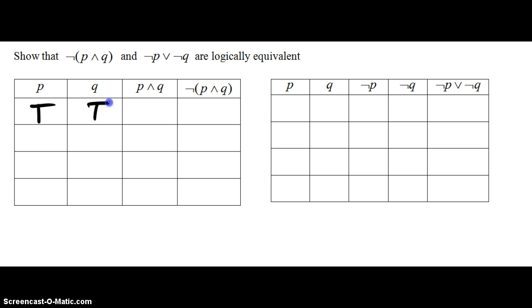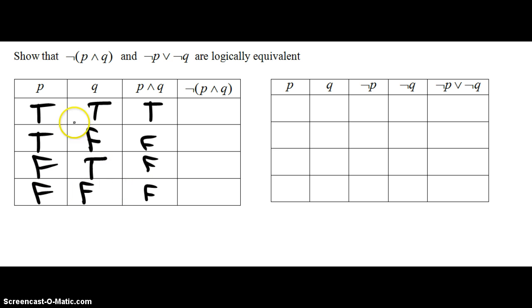True, true, true, false, false, true, false, false. P and Q, only this one's true. These are false. Okay, true, true, true, false, false, true, false, false. We set that up. Now, not P and Q. In other words, not this. So it's the opposite of this. So we have false, true, true, true. This is the column that hopefully is going to match here.